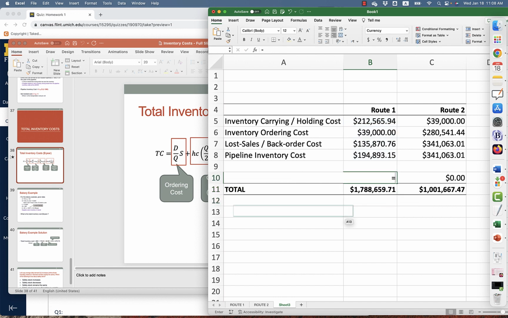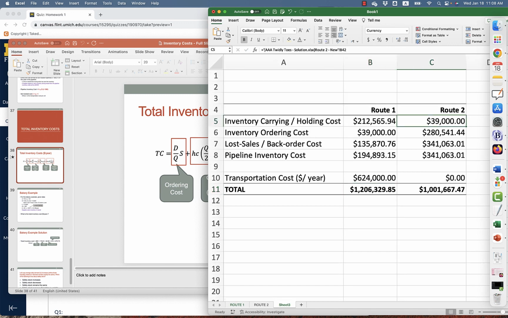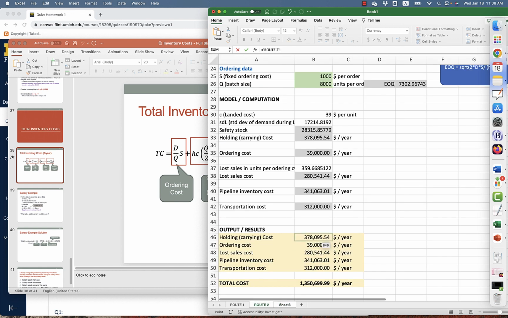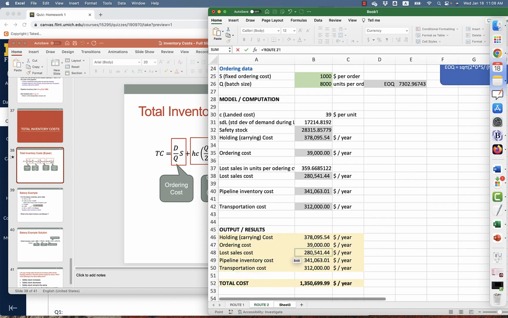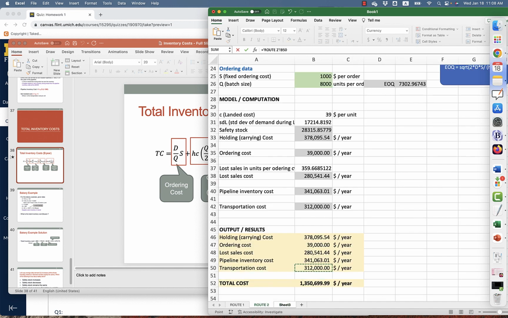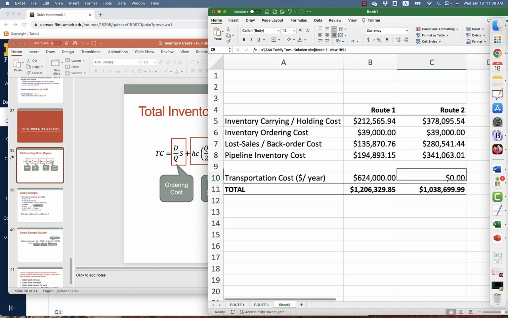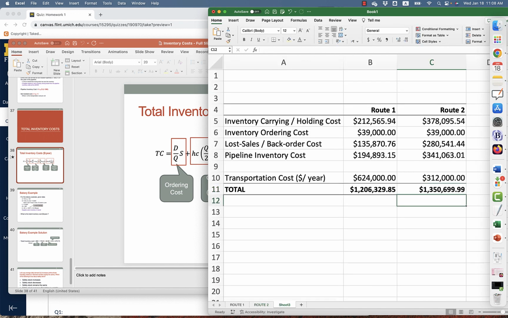Okay. Oh, I actually put the wrong transportation cost. I put the total cost instead of transportation cost. Now it makes sense. Let's do the same thing for route 2. Fix the formulas: carrying cost, ordering cost, lost sales cost, pipeline costs, and transportation cost. Okay, so you can see how transportation cost falls, but some of the costs increase, right? So you can do the comparison and see what's happening in route 1 and route 2.